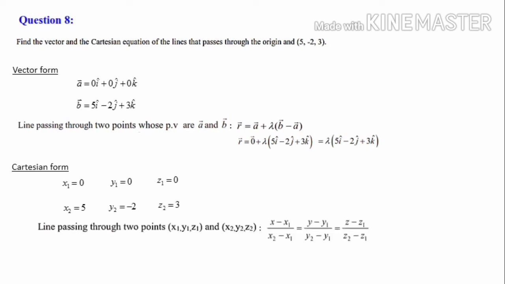Let's substitute it. x minus x1 by x2 minus x1 equal to y minus y1 by y2 minus y1 equal to z minus z1 divided by z2 minus z1. When you substitute, x1 is 0, y1 0, z1 0. So numerator x, y minus 0, z minus 0. x2 minus x1, that is 5 minus 0 is 5. y2 minus y1, minus 2 minus 0 is minus 2. z2 minus z1, that is 3 minus 0 is 3. With a little calculation we get x by 5 equal to y by minus 2 equal to z by 3. That is the Cartesian form of the equation.